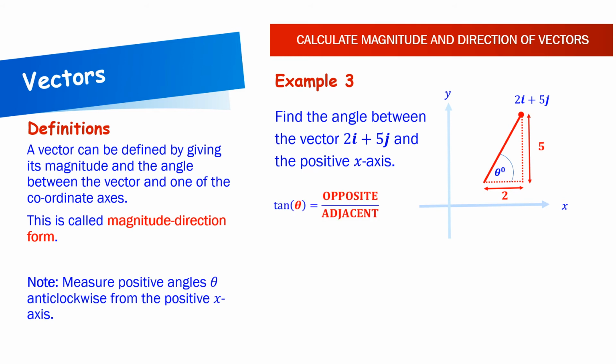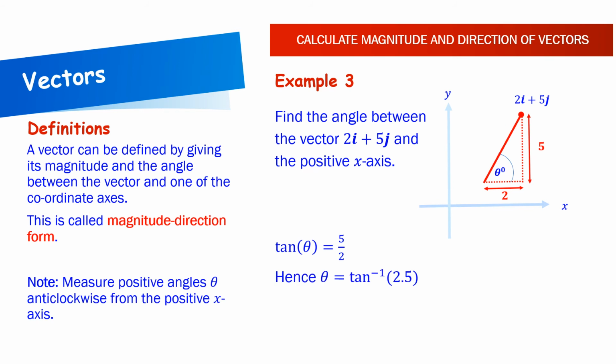From our tan ratio, we know that tan theta equals opposite over adjacent. So if this is theta, then the opposite is 5 and the adjacent is 2. So tan theta equals 5 over 2. If we inverse tan 2.5, we obtain that theta equals 68.2 degrees.